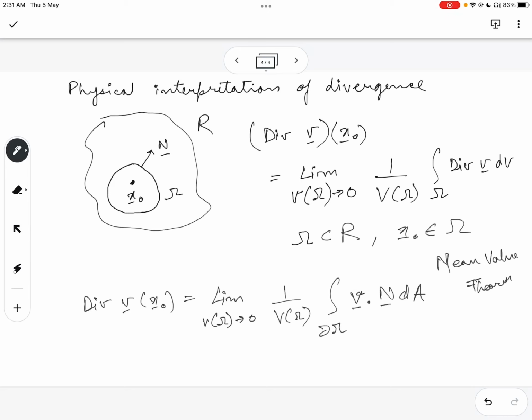So what is this quantity? This is nothing but the flux of v over del omega. It is the quantity v dotted with the outer normal, taking an area integral over the whole surface. So this is basically how much of the quantity goes in or out from omega. That is the flux of v.